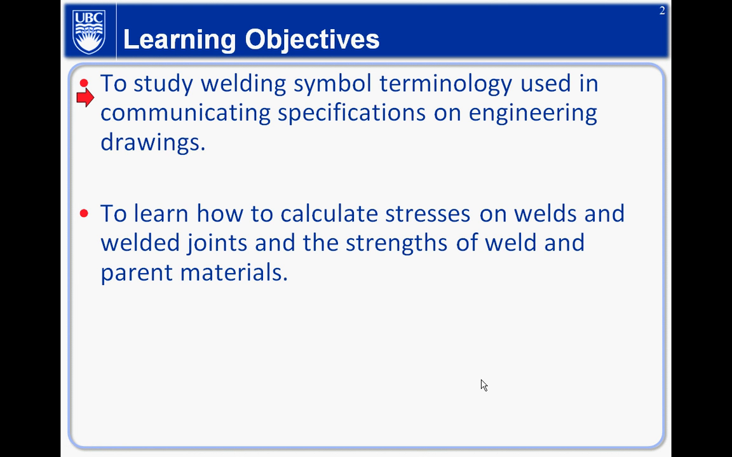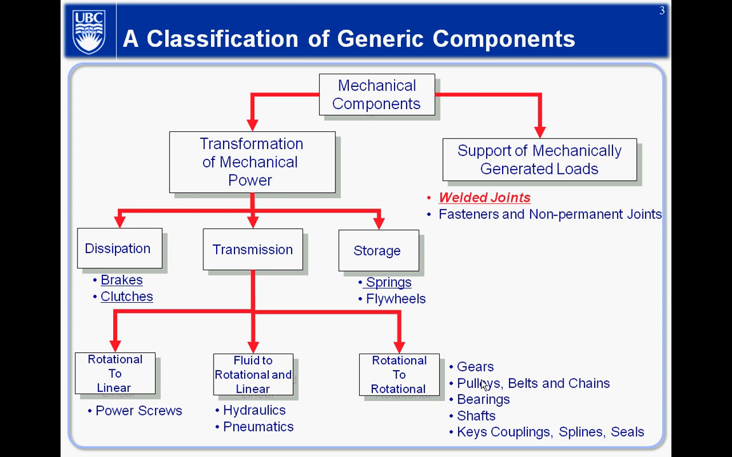So I'll give you a short introduction to welding and the welded joints, and basically we'll look at some terminologies, particularly related to welding symbols, used in communicating specifications. And then we'll look at how to calculate stress on the welds and the welded joints, basically in terms of design and analysis of welded joints. Okay. So looking at the generic diagram right here, we are right now at this location.